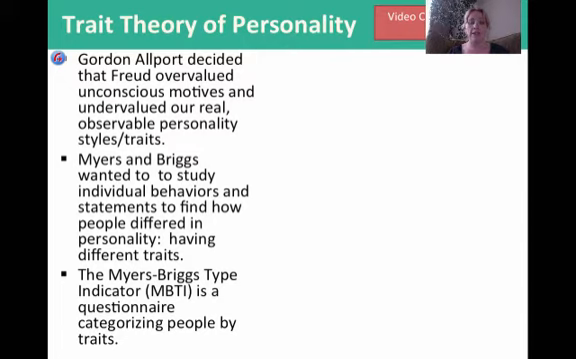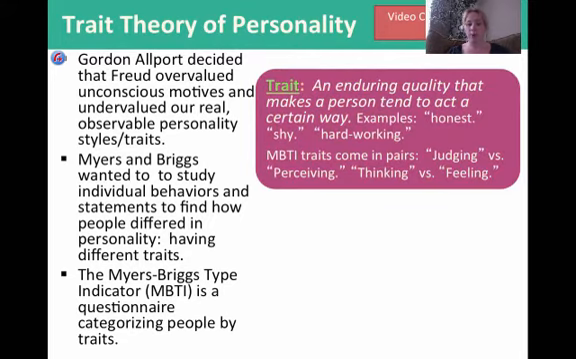These are some of the tests that we're going to be taking in class. So what is a trait? Well, a trait is an enduring quality that makes a person tend to act in a certain way. For instance, honest, shy, hardworking. In order for it to be a trait, it does need to be enduring, meaning that it can't just be something short-lived or situationally based. It needs to be present throughout the majority of that person.